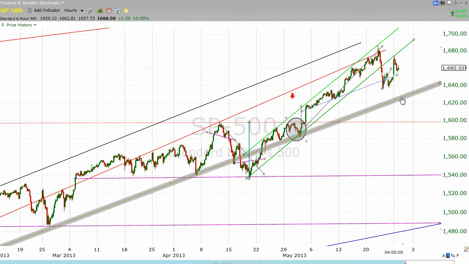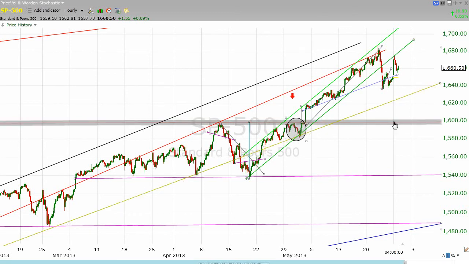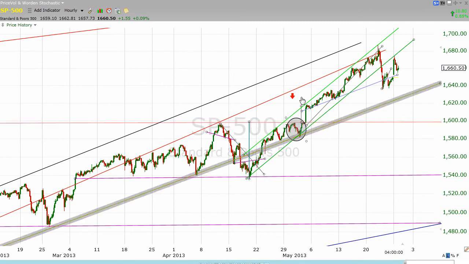A couple things I think we can watch are this rising yellow support line right here, which, even though it broke momentarily back in the middle of April, I still think is a fairly important feature in the chart. But also, we've got our 1600 line. I think this line is likely going to be an important level. If we come down to it, it would not surprise me one bit to see it set up a significant bounce.